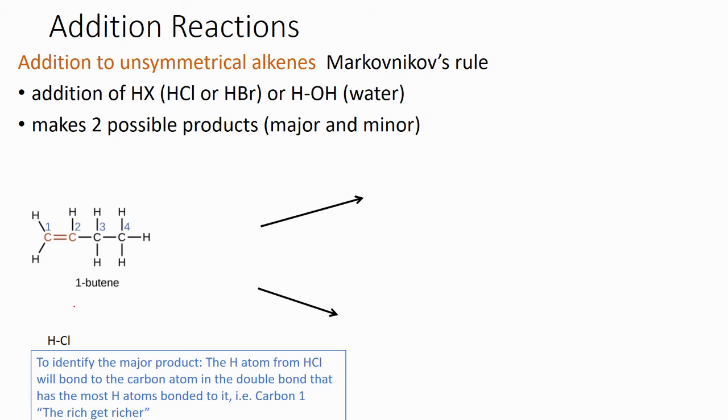So in this example, we've got 1-butene, and this HCl is going to add across this double bond. The hydrogen will add to one of them, and the chlorine will add to the other. So we get 2 possible products, depending on which carbon the chlorine adds to.